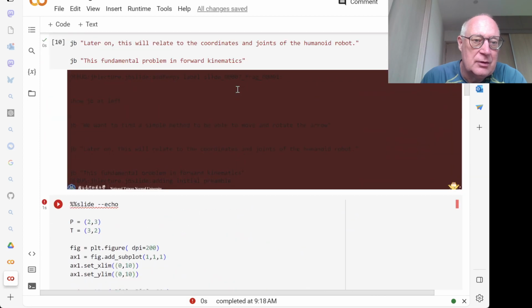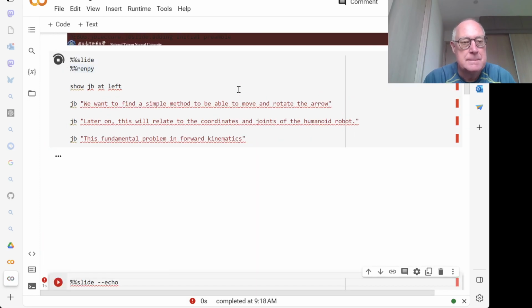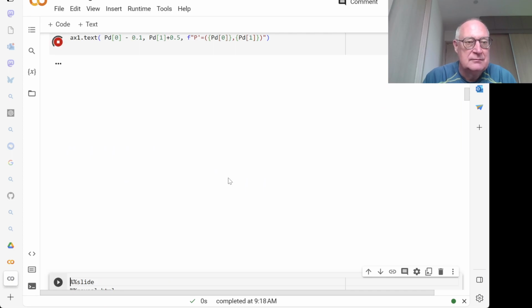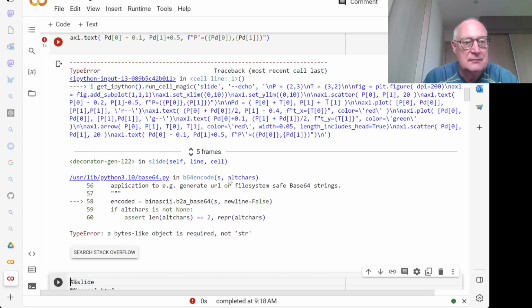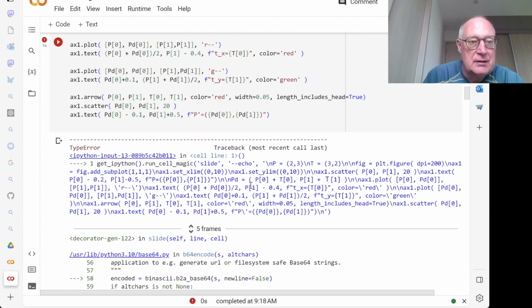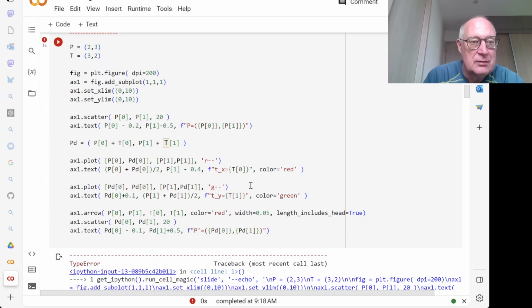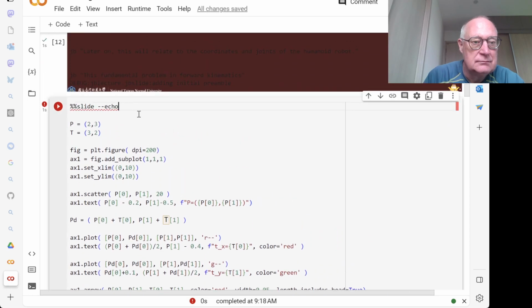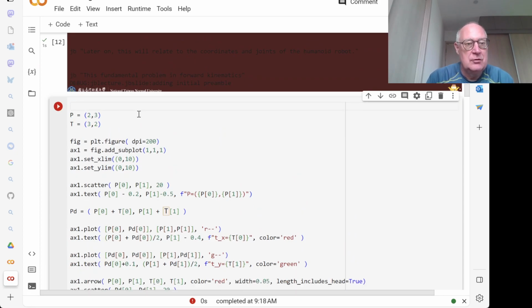So why is this not working now? Not a string, a byte-like object. Maybe something changed here.